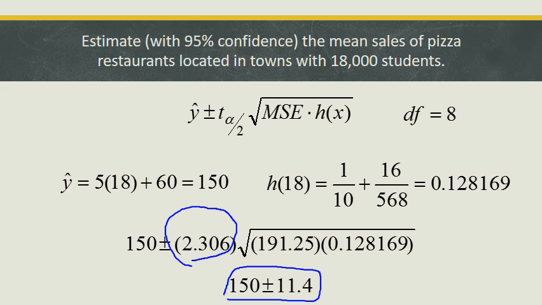Notice that the center of the interval is the predicted value of y from the best fit line, given our x value. So we are 95% confident that the mean pizza sales for all towns with 18,000 students is within this interval, or $150,000 plus or minus $11,400.